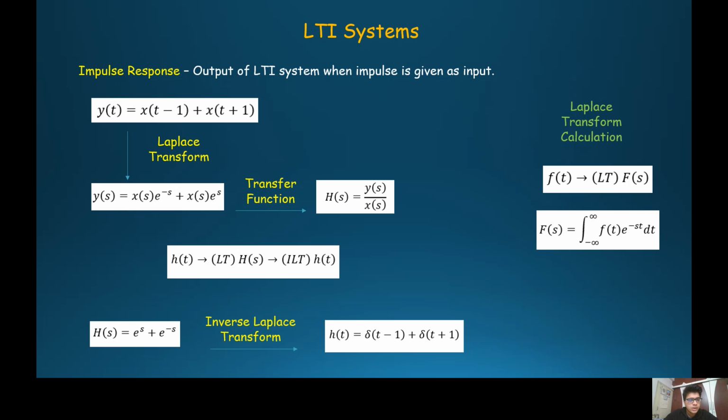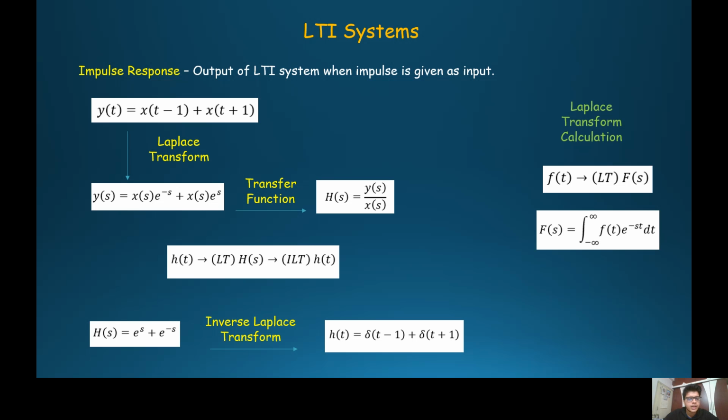Now we need to understand one more concept, that the transfer function is the Laplace transform of the impulse response. So in order to calculate the impulse response from the transfer function, we need to calculate the inverse Laplace transform of the transfer function. Upon calculation of the inverse Laplace transform of the transfer function, we get the impulse response h(t) as delta(t minus 1) plus delta(t plus 1). So for the given system relationship, this h(t) is the impulse response. This is important as it helps to understand various properties of LTI systems.